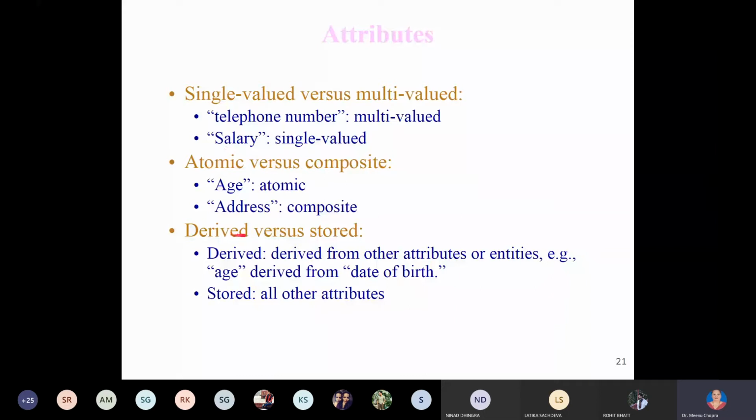Derived versus stored: some attributes can be derived. For example, from the date of birth, you can derive the age. So age is a derived attribute from the date of birth attribute. And all other attributes are stored attributes. They are storing a single value, they are not derived attributes. So all others are the stored attributes which are storing the exact value, and derived attributes are those which retrieve the value from some other attributes. So that is the thing.